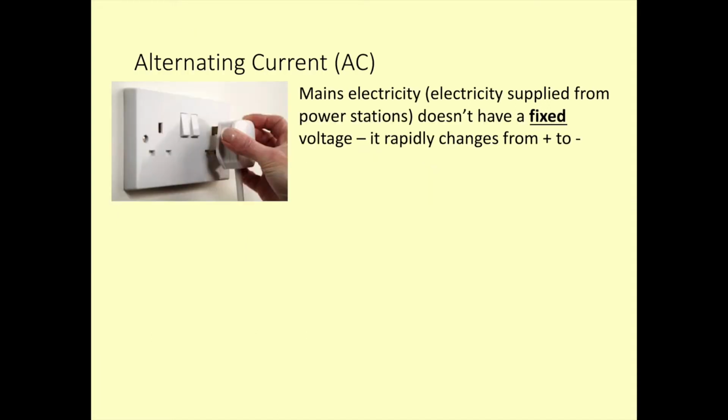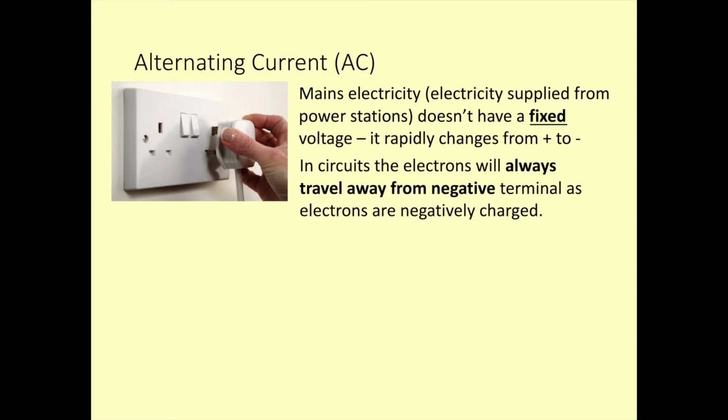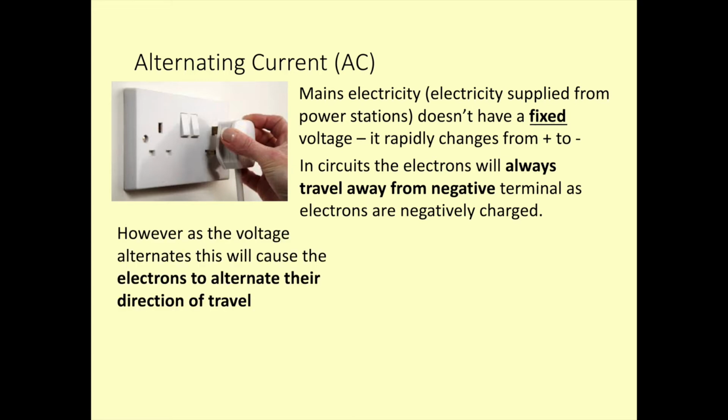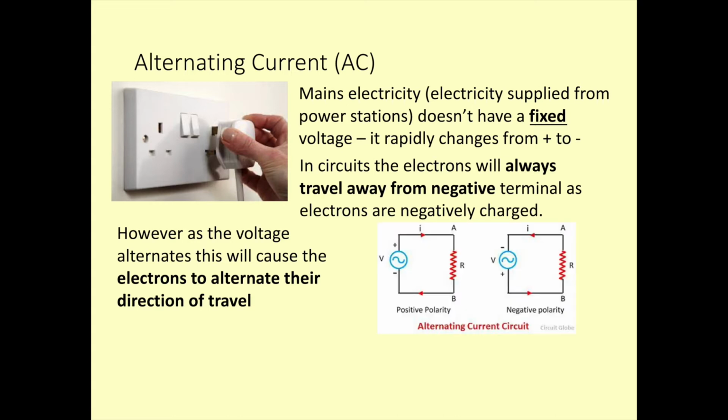Alternating current, this is from our mains electricity, so electricity that's supplied to us from power stations. Now this doesn't have a fixed voltage, it rapidly changes from positive to negative, as you saw in that graph on the first slide. So in circuits, our electrons will still always be travelling away from the negative terminal, as electrons are negatively charged. However, as our voltage is changing, the electrons are going to be alternating their direction of travel depending on which voltage is being applied.